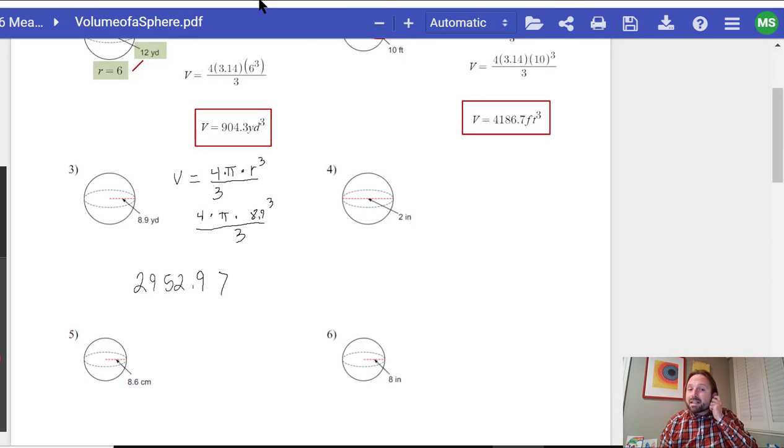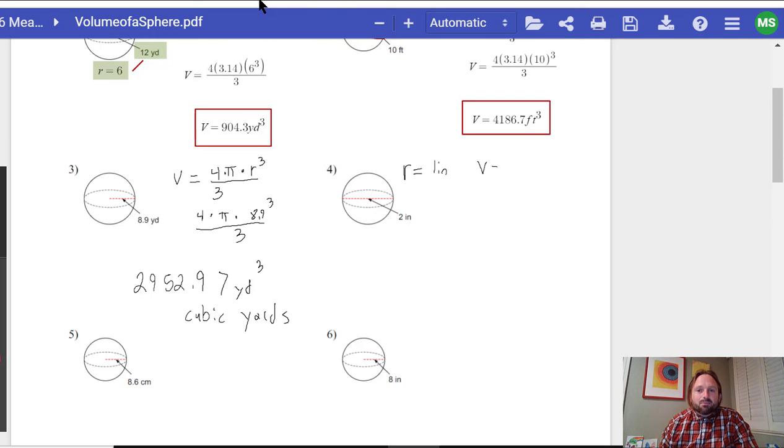So let's pause it. But it's not 2952.97 yards. We are measuring, not measuring tape, not little squares, but what? Boxes or cubes. So the answer is going to be yards cubed, or cubic yards. All right, so this next one, the diameter is 1, so I have to figure out the radius. The radius equals 1 inch.